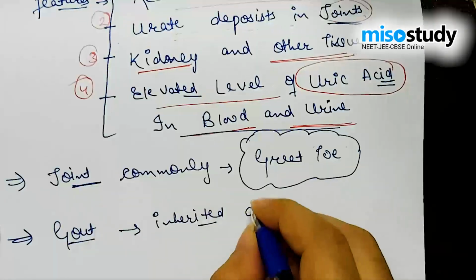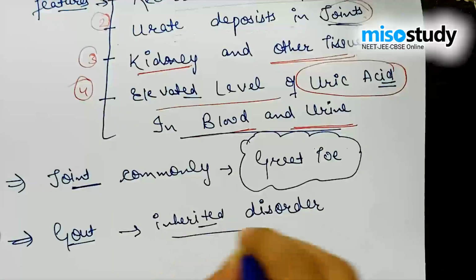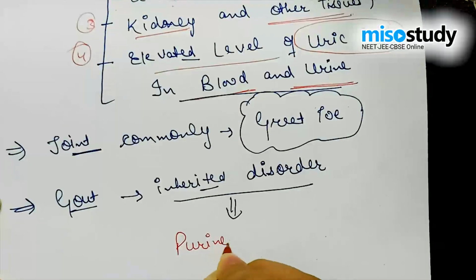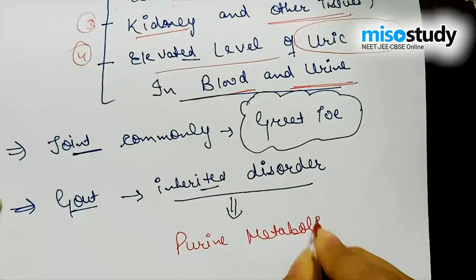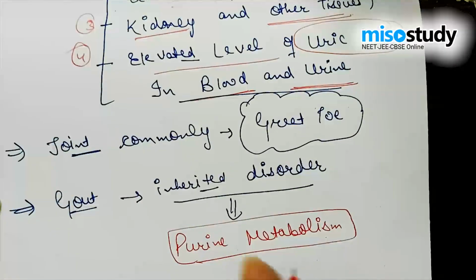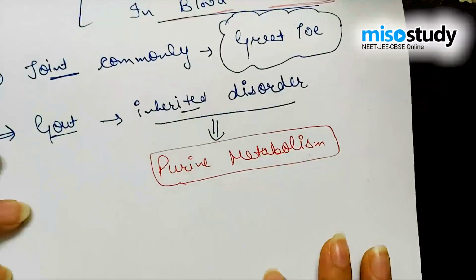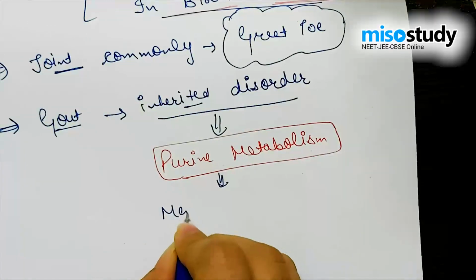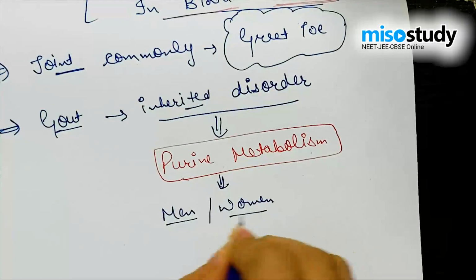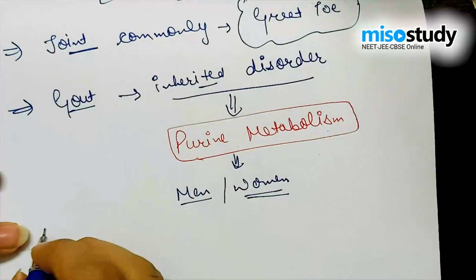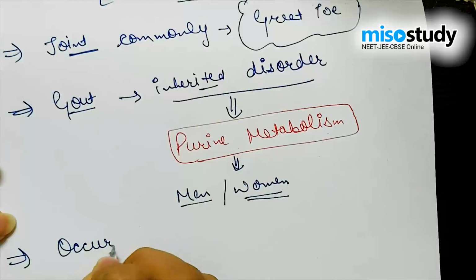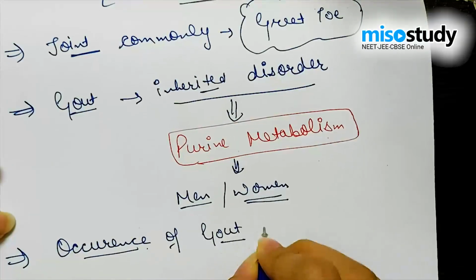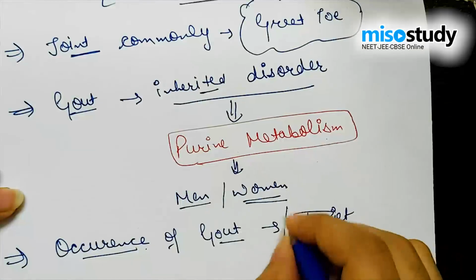Gout is actually an inherited disorder of purine metabolism, occurring especially in men, and after men the chances of occurring in women. Apart from being an inherited disorder, the occurrence of gout is also related to your diet.